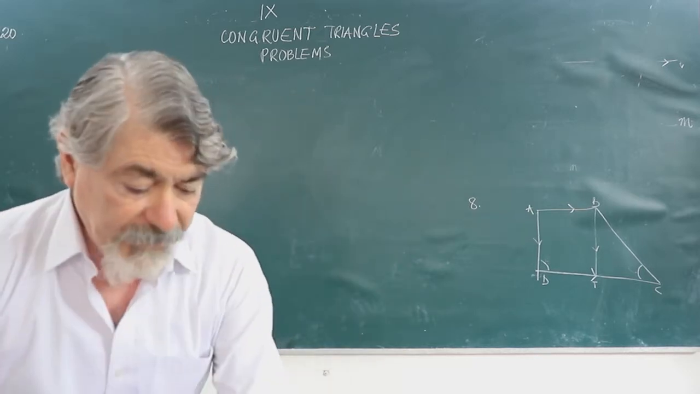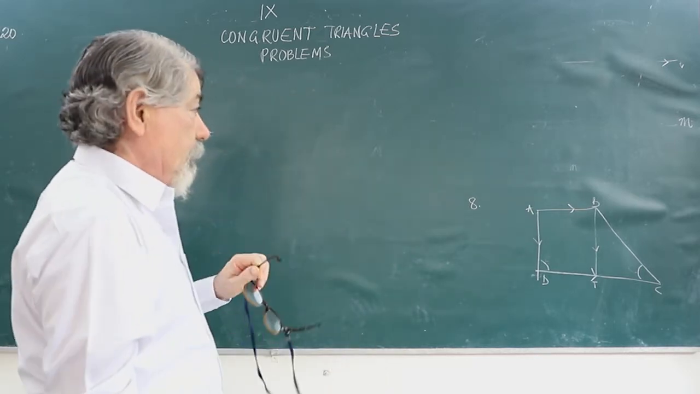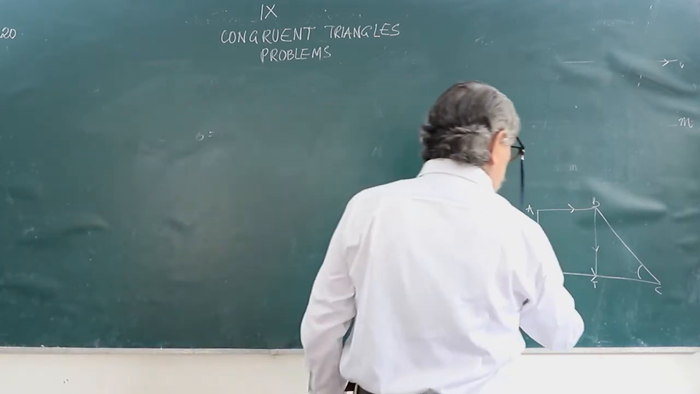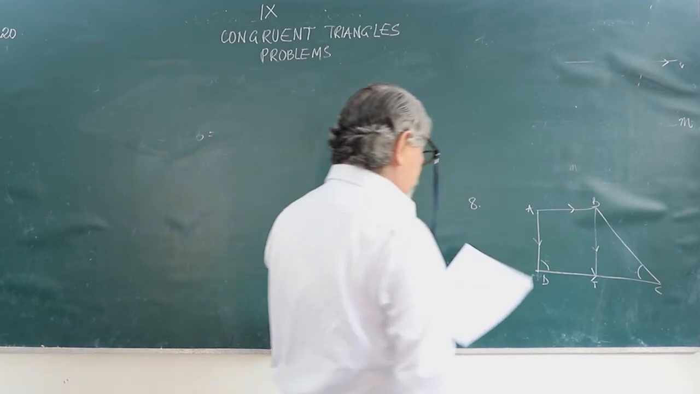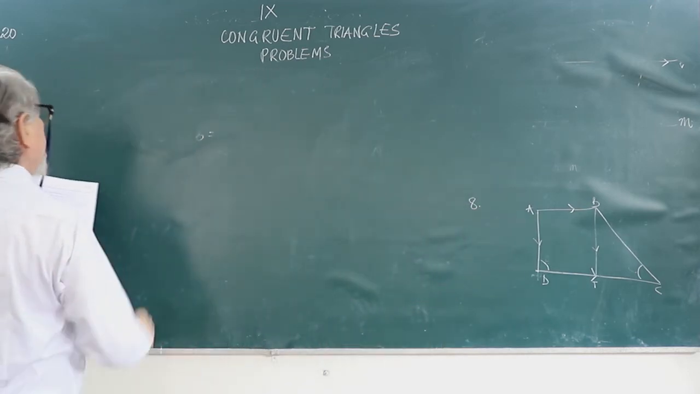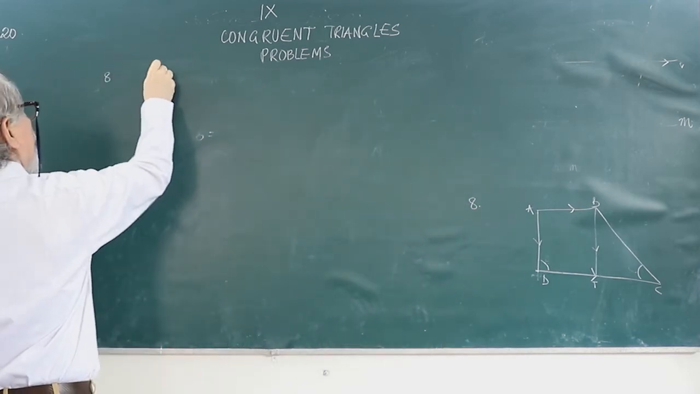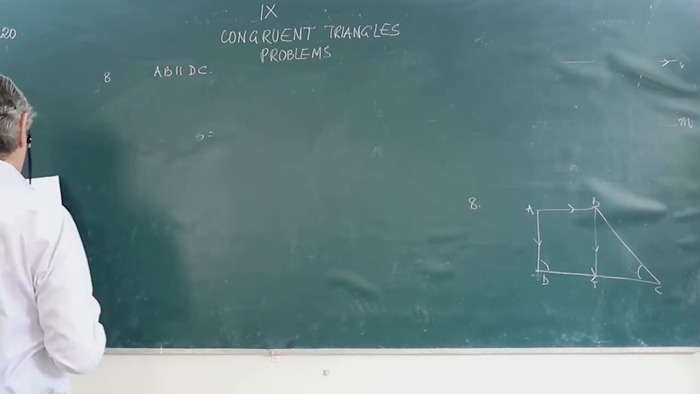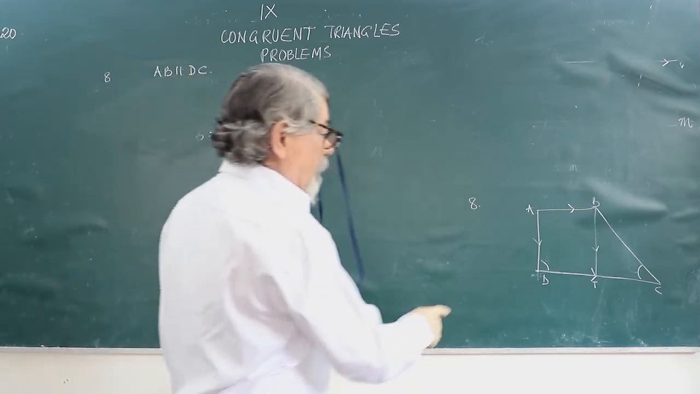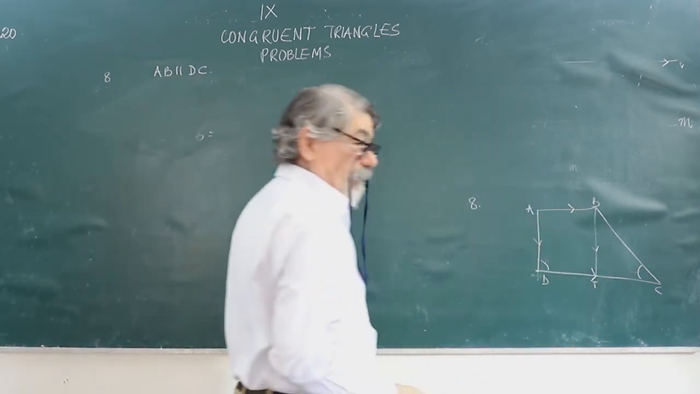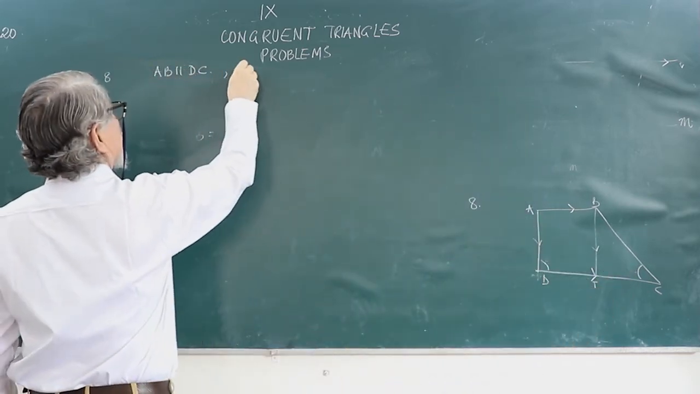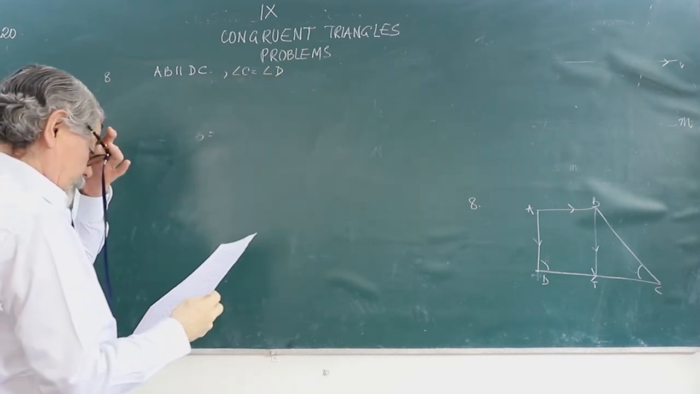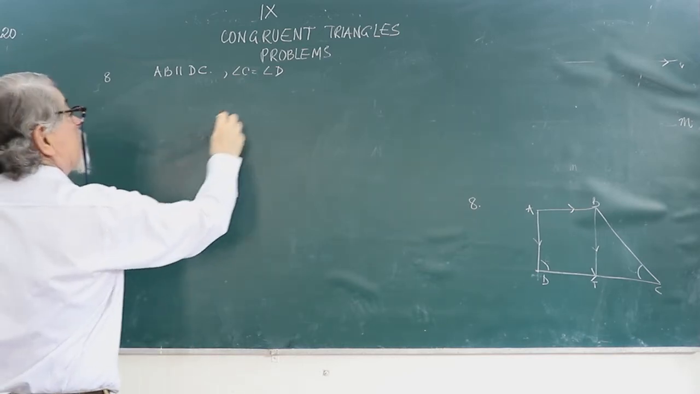In question number 8, he has given you in the figure that AB is parallel to DC. Angle C is equal to angle D. Angle C and D are given equal. These are the given things.